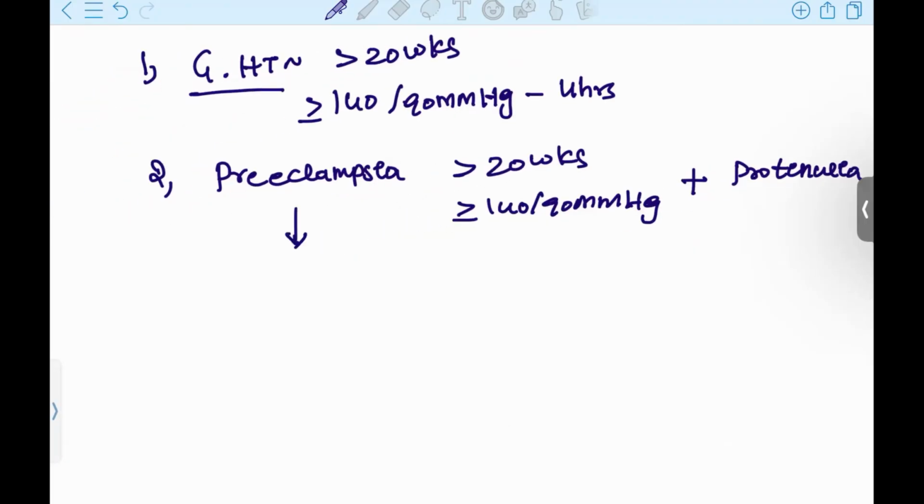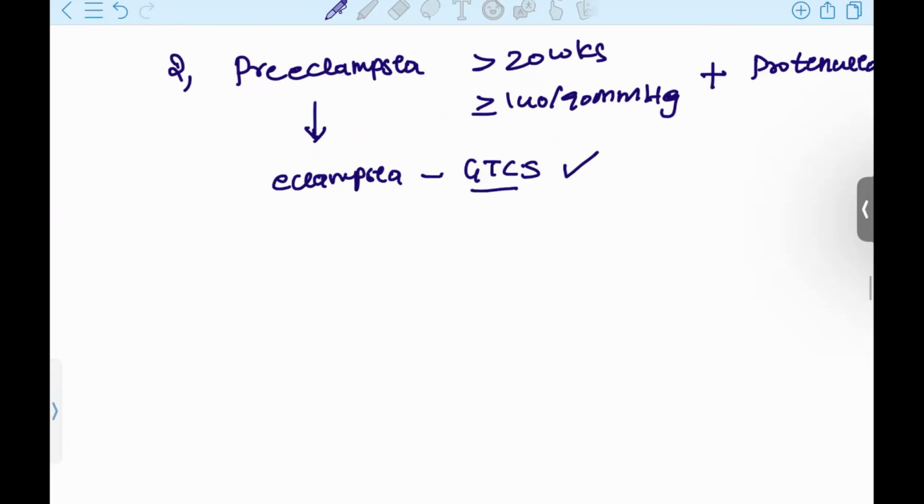And if this progresses and involves eclampsia, what is meant by eclampsia? Mother is having the GTCS, generalized tonic-clonic seizure is present in the patient. Then this is the severe feature or severe pre-eclampsia, and then this is the condition where multi-organ dysfunction is involved.